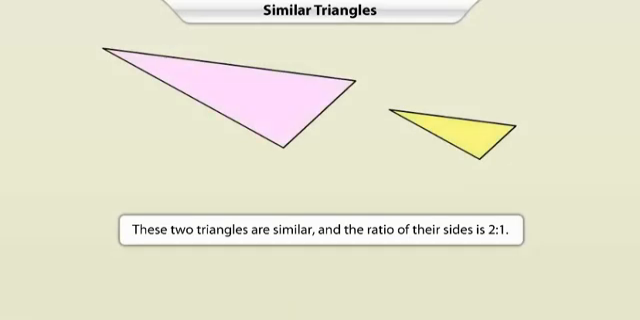Here are two similar triangles, and the ratio of their sides is 2:1. This means that the length of each side of the larger triangle is twice the length of each corresponding side of the smaller one.